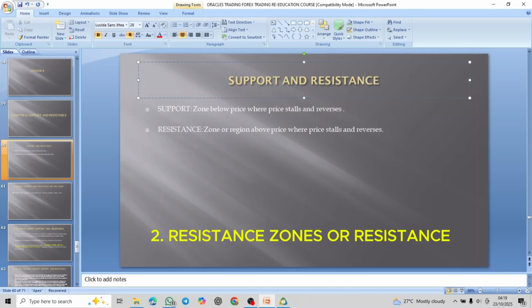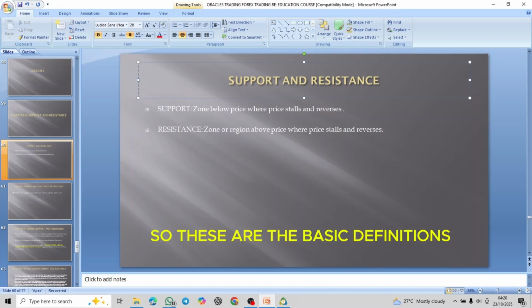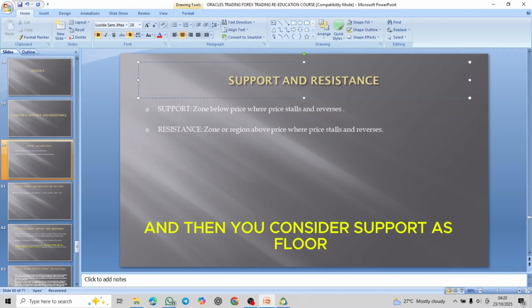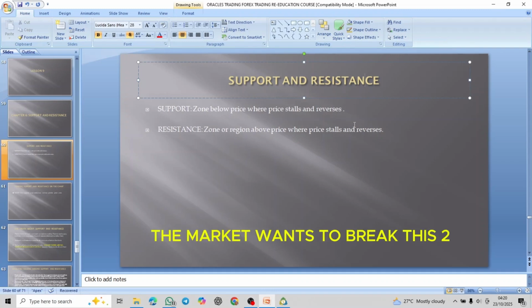Resistance is a zone or region above price where price stalls and reverses. So these are the basic definitions of support and resistance. You can consider resistance as a ceiling, and support as a floor. The market wants to break these two so that it can continue its move.